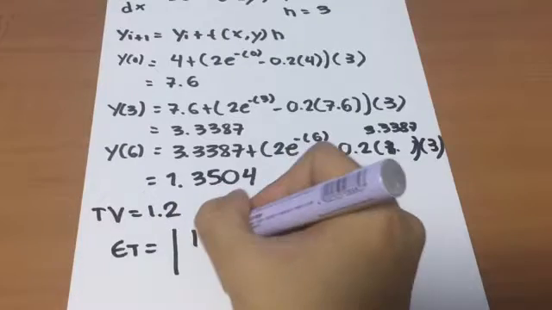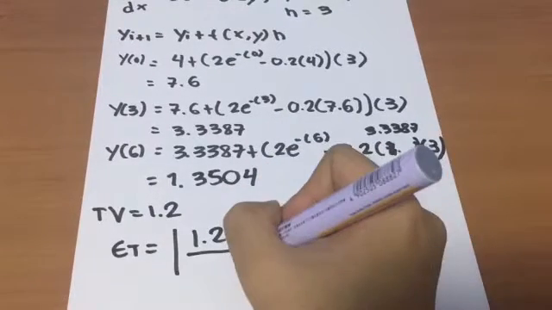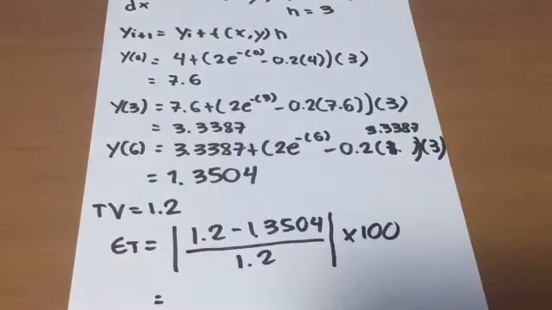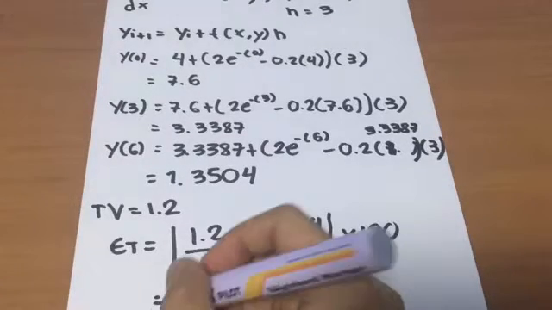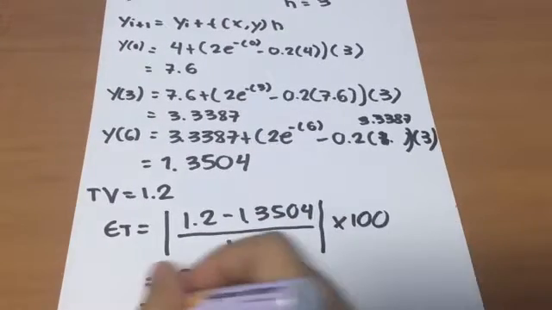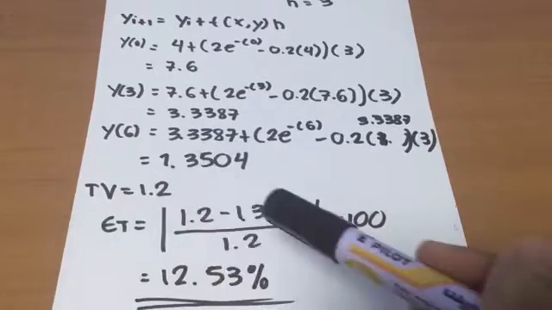So our error for that is given by 1.2 minus 1.3504 over 1.2 times 100, and that will be, let's calculate that. Okay, so we have 12.53%. That will be all for our Euler's method.